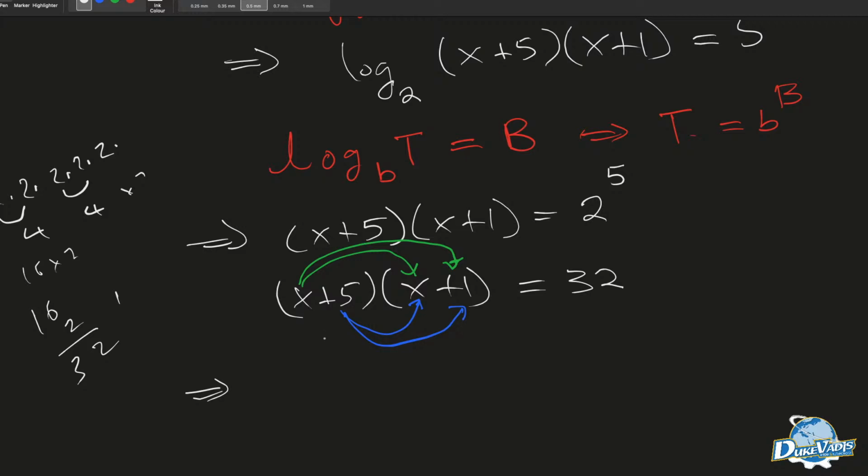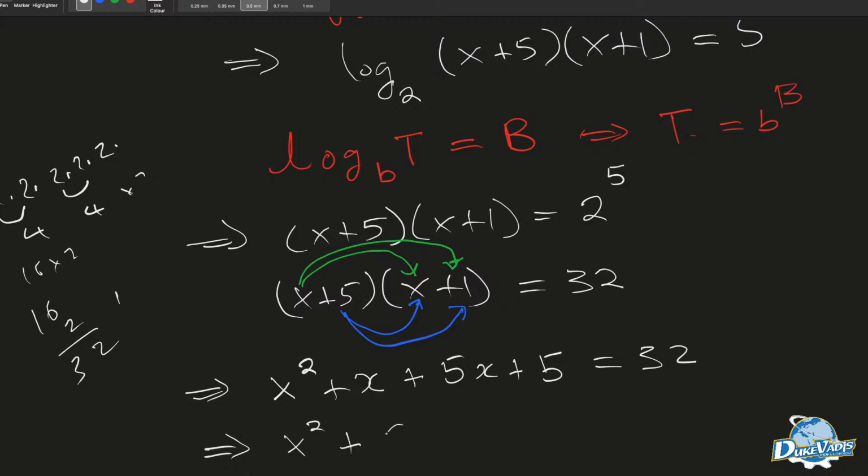So the x is going to multiply x, so we are going to have x squared plus x. That is, this one multiplying x gives x squared. Then multiply 1, so x squared plus x. Then this one will be 5 multiplying x plus 5 multiply 1, is equal to 32. So you see, I'm trying as much as possible to break it down so everybody will be able to get it. So x plus 5x will give us 6x plus 5.